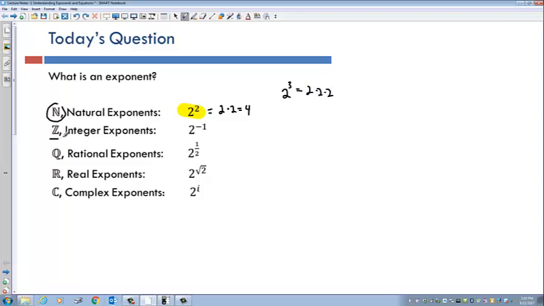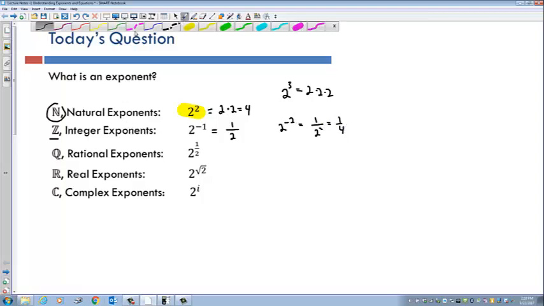Integer exponents really aren't that bad either. When you have a negative in the exponent, it just means put it in the denominator. So 2 to the negative 1 is really 1 over 2 to the 1. Or if you had 2 to the negative 2, that would be 1 over 2 squared, which is 1/4, and so on. So integer exponents aren't really that hard to understand either.